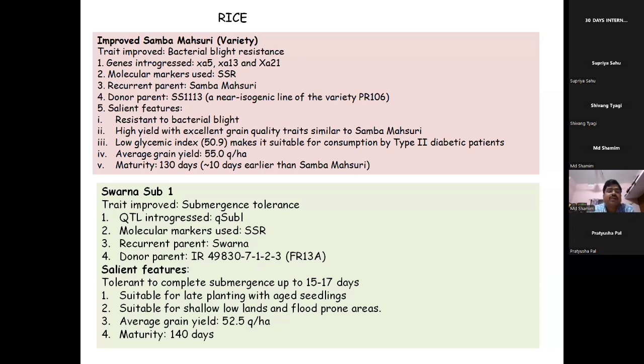From this FR13A, Sub1 QTL has been transferred and introgressed in the Swarna rice variety. The salient feature of this variety is that it is tolerant to complete submergence for up to 15 to 17 days. Means when submergence occurs in this variety, it still survives, and it is suitable for planting with aged seedlings, suitable for shallow lowland and flood-prone areas. The average grain yield is 52.5 quintal per hectare, and maturity is 140 days.